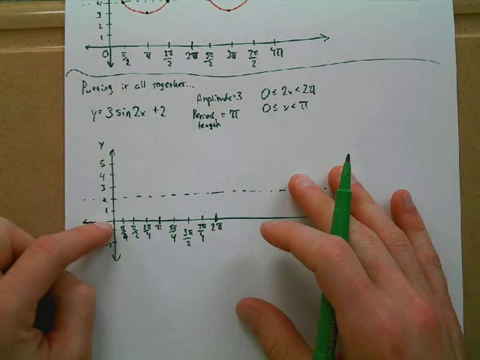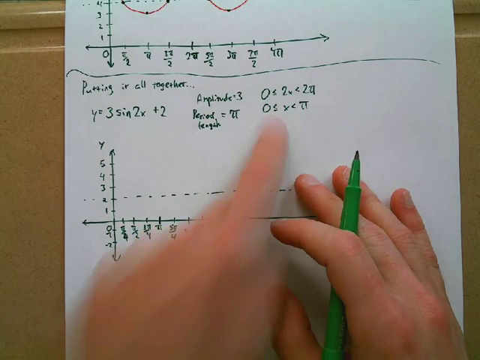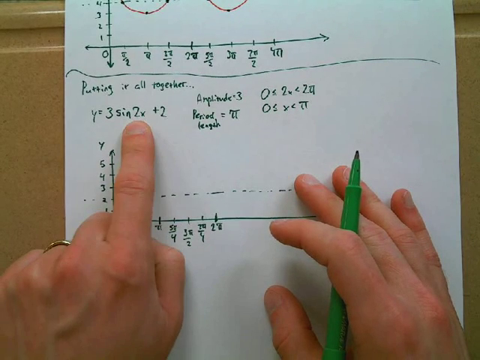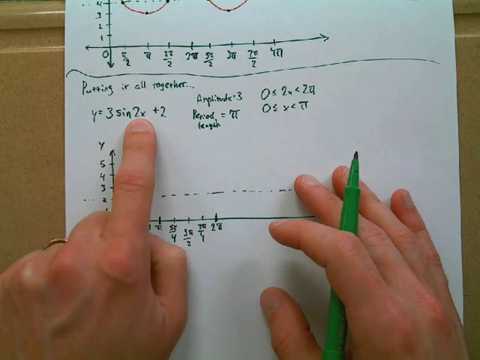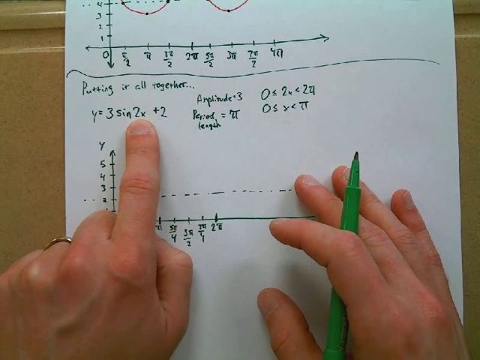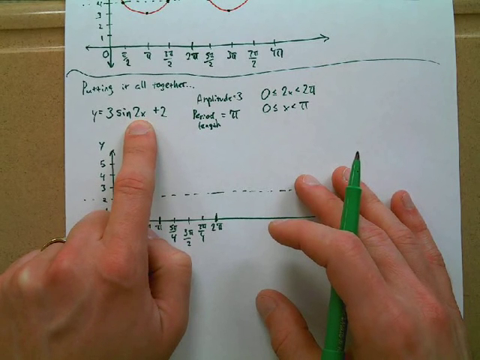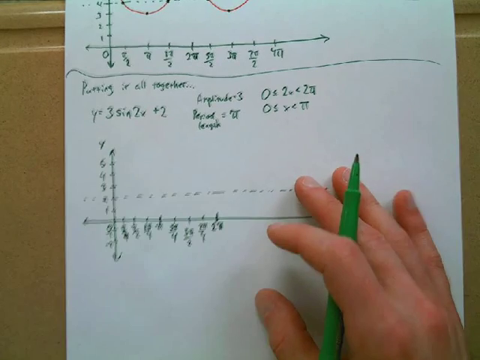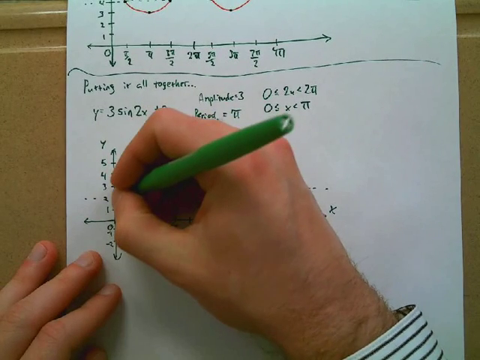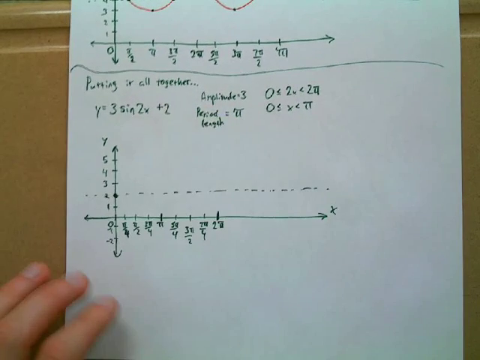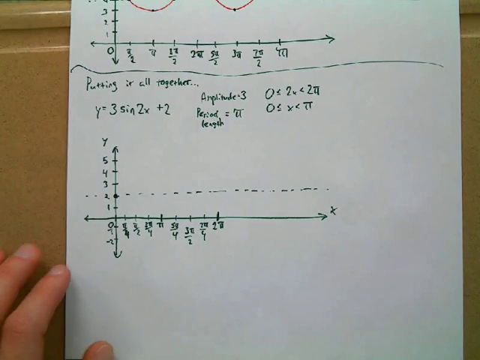At pi over 4, 2 times pi over 4 is pi over 2. Sine of pi over 2 is 1, times 3 is 3, plus 2 is 5. Okay. If you just use the patterns, that's okay, folks. That's fine. If you remember that sine starts on the axis, here it's going to start at the 2, and then it's going to go up. In this case, the amplitude of 3, and then back down.